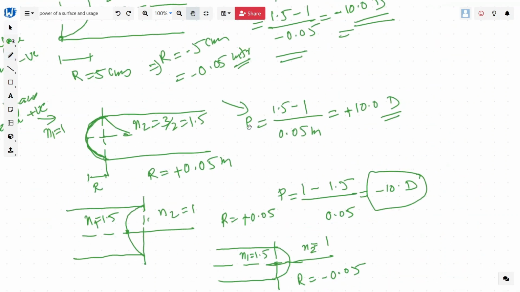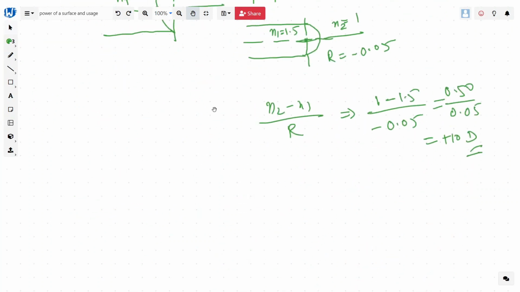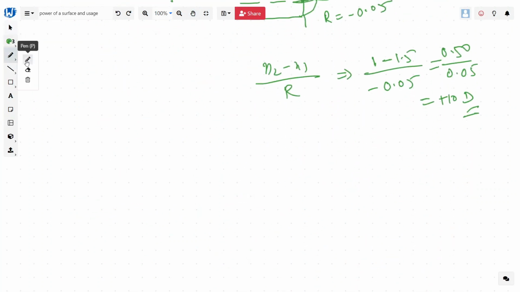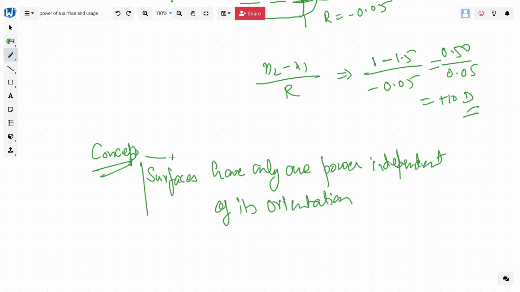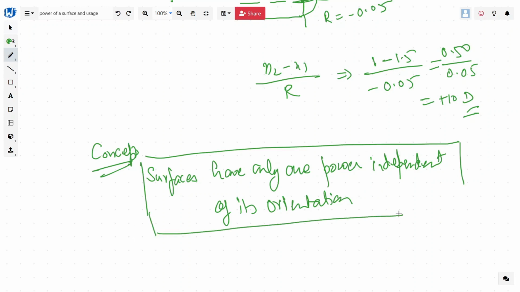What it means is that the surface only has one power, its orientation does not matter. So we are going to write that down, the concept. Surfaces have only one power independent of their orientation, and this is what we expect in physics. The law has to work in both directions. So we can find the power, and then we can use all that.